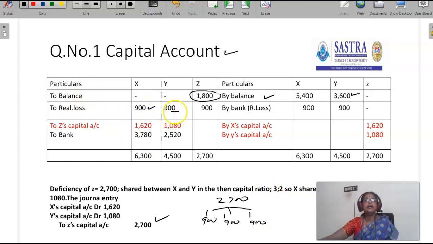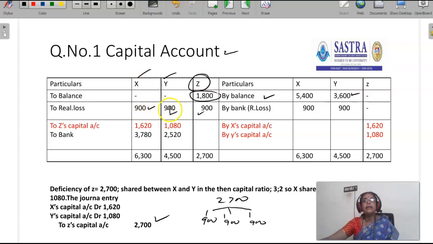So there is realization loss. X account is debited 900 rupees. Y account is debited 900 rupees. Z account is debited 900 rupees. We have to apply Garner versus Murray rule because Z is insolvent. According to Garner versus Murray rule, solvent partners should bring cash equivalent to their share of realization loss. Here the solvent partners are X and Y. Their share of realization loss is 900 rupees and 900 rupees.